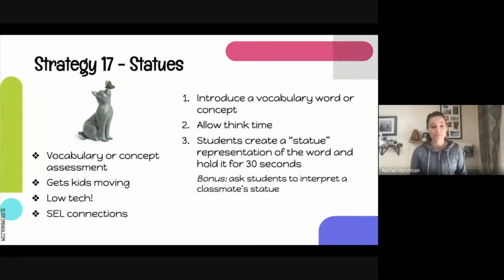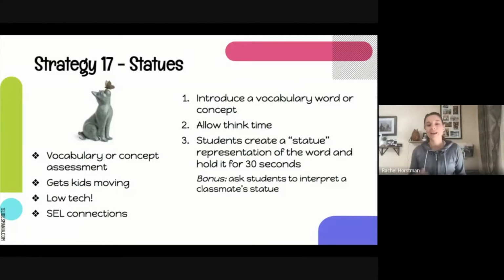So the cues for this are that you would introduce a vocabulary word or concept, and you can use this as a pre or post assessment. So at the beginning of a unit, you might use it to gauge a level of understanding that your students have and then come back and assess it later. It can also happen multiple times throughout a lesson. You can have your students share their statue, allow some think time, and then have them adjust their statue as they learn new information about that word.